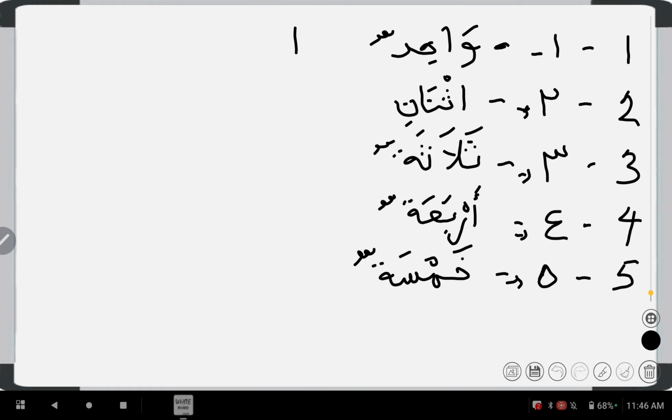When you see this, that is 1. When you see this, that's 2. When you see this, that's 3. When you see this, that's 4. And when you see this, that is 5. Alright. I hope this is clear, inshallah.